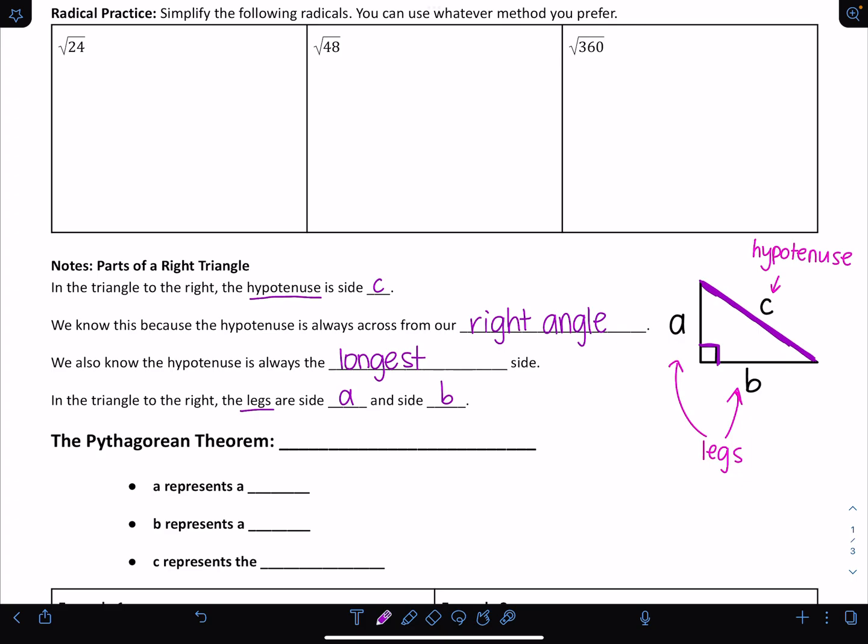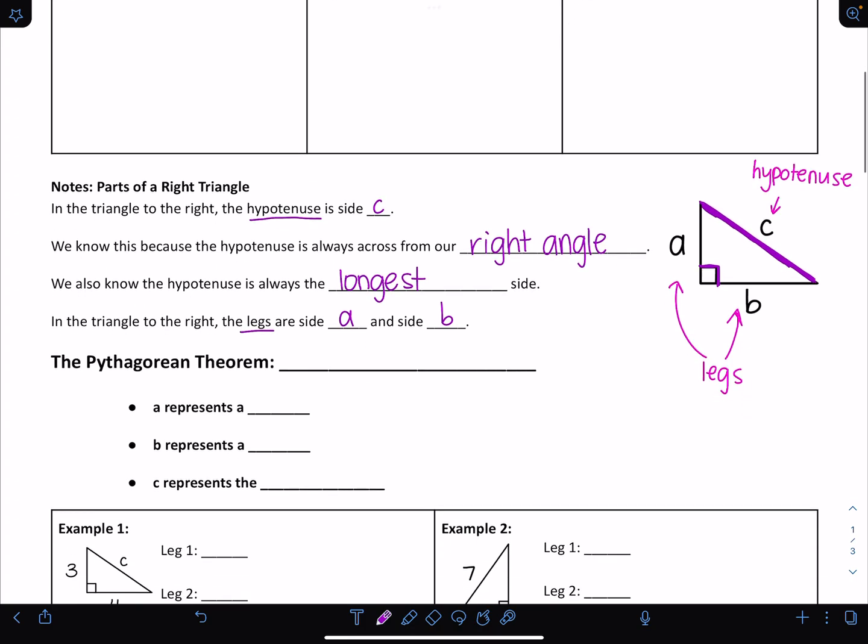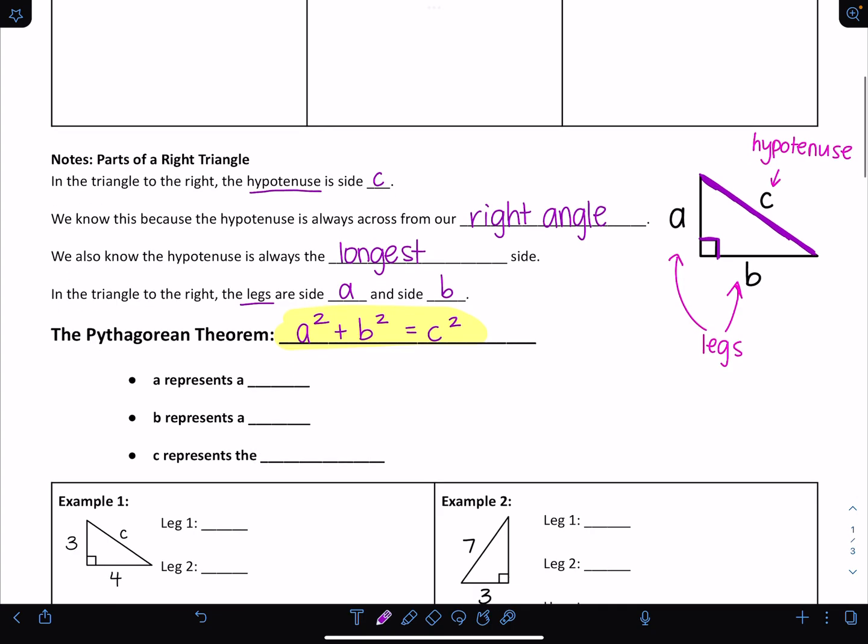So the Pythagorean theorem tells us a formula for the lengths of these sides. The theorem itself, or the formula, is this. It is a squared plus b squared equals c squared. I made that nice and bold because you're going to use that again and again and again. Just to remind yourself, A represents a leg, so the length of one of the legs. B represents also a leg. And C represents the hypotenuse.